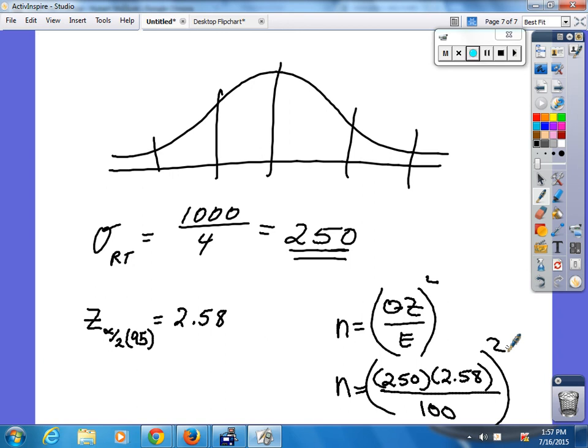Well, what is 250 divided by 100? I should have 12 people saying 2.5. I think somebody said 4. Huh? What's 250 divided by 100? 2.5. So N is equal to 2.5 times what? 2.58.